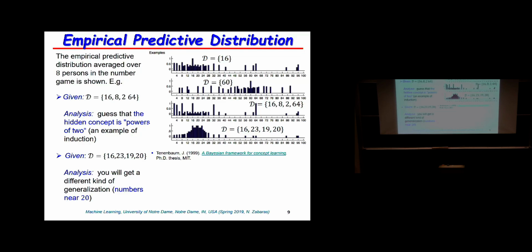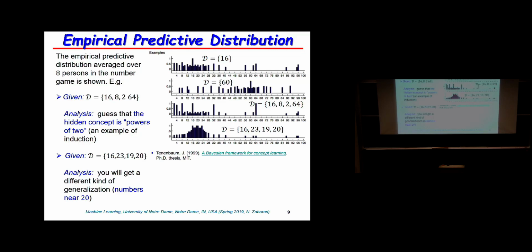In this case, where the number is 60, people say, you know what, lots of numbers around 60 look reasonable, all right? What's the concept between 16, 8, 2, and 64? What do you think people will say? It's powers of 2, and this is what you get here, all right? And in this case, again, I see that everybody basically concluded that there are numbers around 20. 16, 23, 19, 20, so basically the histogram looks like that.